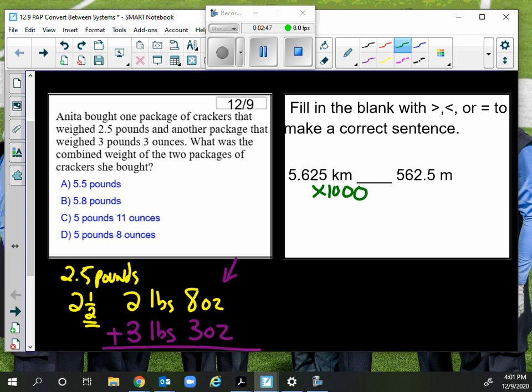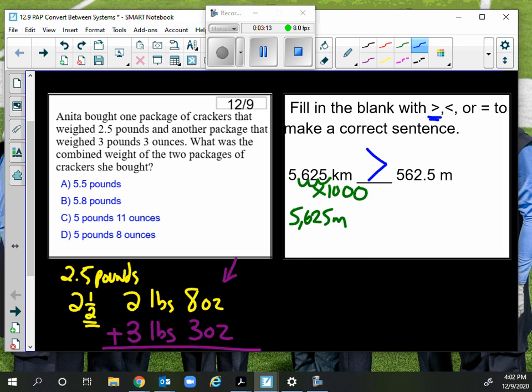Realistically, all we have to do there is move the decimal point over 3 times. That's what happens when we multiply by 1,000. We know this by this point. So this is really rewritten as 5,625 meters compared to 562.5 meters. It's very clear what needs to go in here for the inequality. It is the greater than symbol.